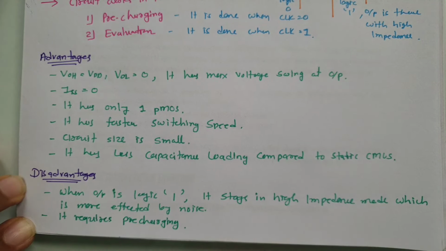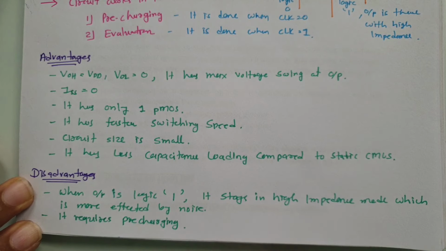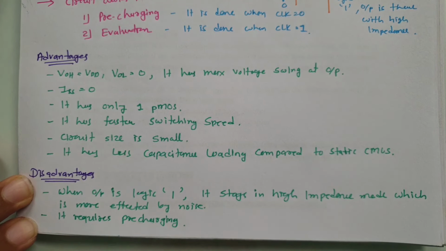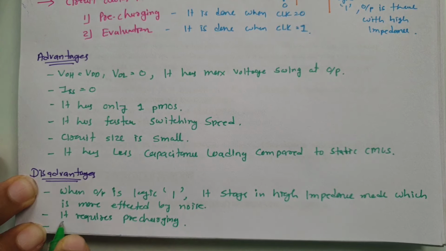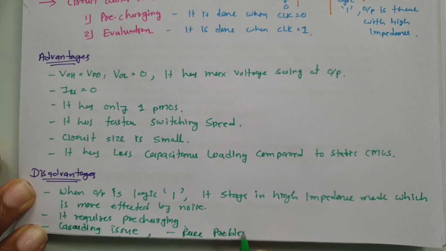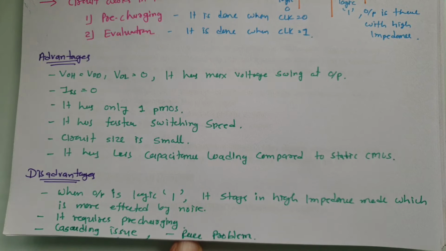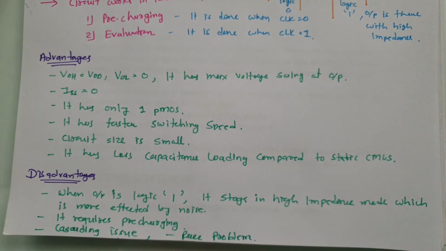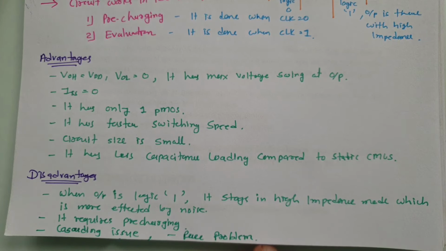Now there are some more issues that I'll discuss in future videos. Dynamic CMOS has a problem of cascading. That I'll explain in my next video. And dynamic CMOS faces a problem of race. That too I'll explain in my future videos. So these are the disadvantages and advantages of dynamic CMOS. I hope that you have understood this. This cascading issue and race problem I'll explain in my next video.